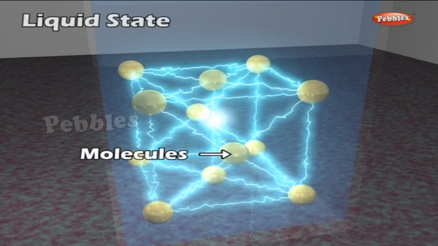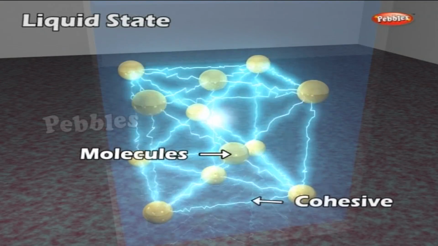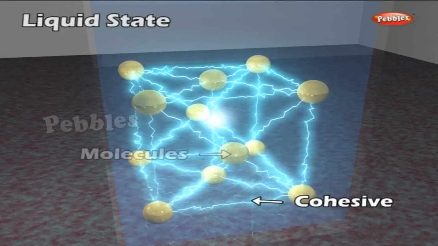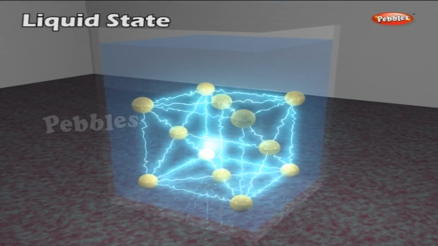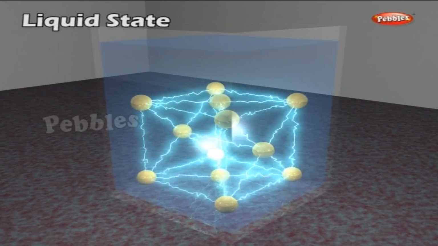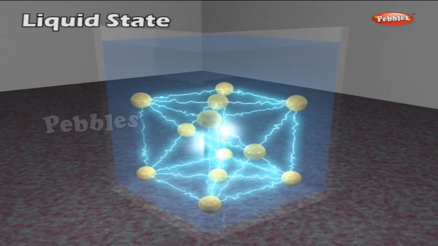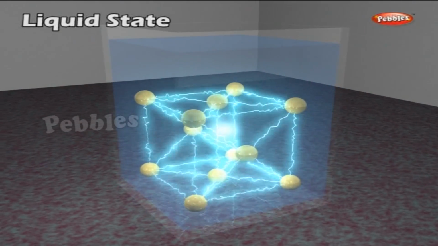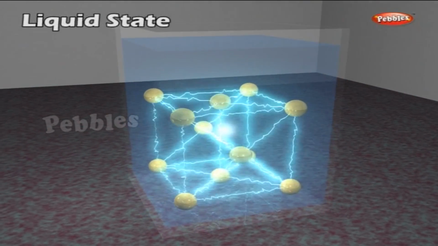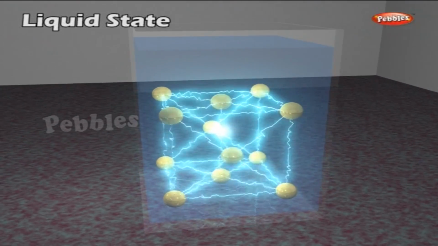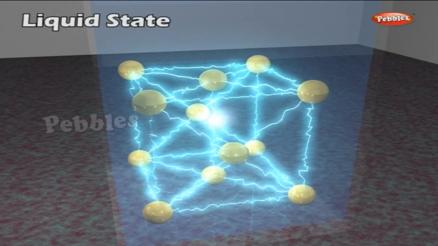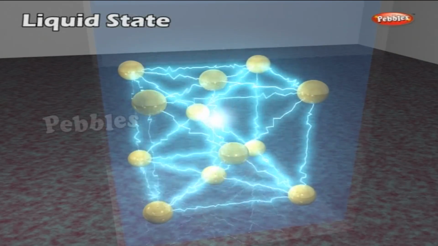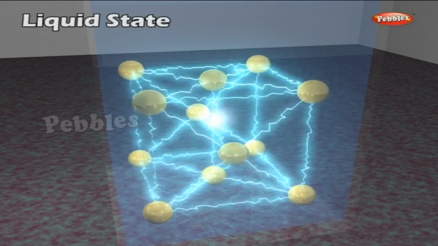Liquid state. In a liquid, the molecules are free to move about, though they are still held together in a body of fixed volume by weak cohesive forces. The velocities of the molecules are distributed about a certain average value, some having velocities greater and others less than this average.